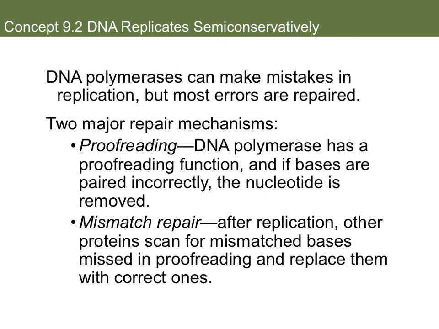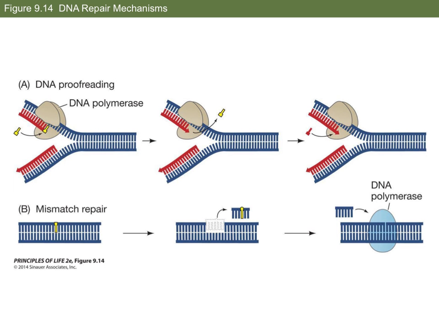DNA polymerases can make mistakes in replication, but most errors are repaired. The two major repairing mechanisms are proofreading, so DNA polymerase has a proofreading function, and if bases are paired incorrectly, the nucleotide is removed. There is also mismatch repair. After replication, other proteins scan for the mismatched bases missed in the proofreading and replace them with the correct ones. And so here you see diagrams of DNA polymerase proofreading as it's creating the new nucleotides, and then mismatch repair, which would come in and remove that section and replace it with the correct nucleotide sequence.